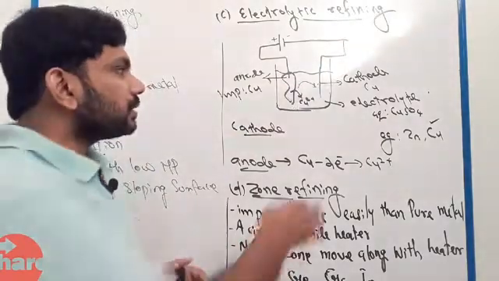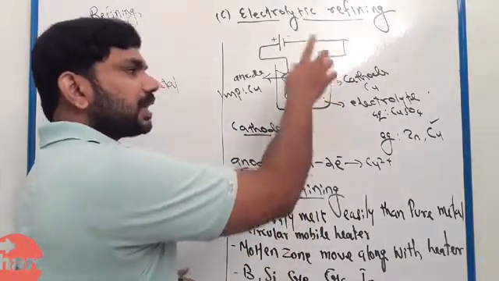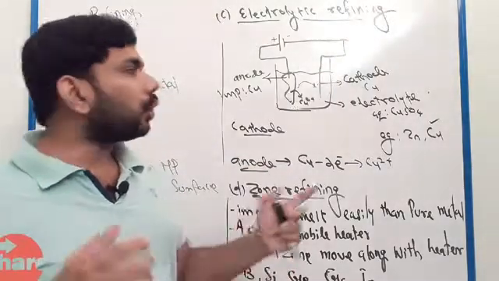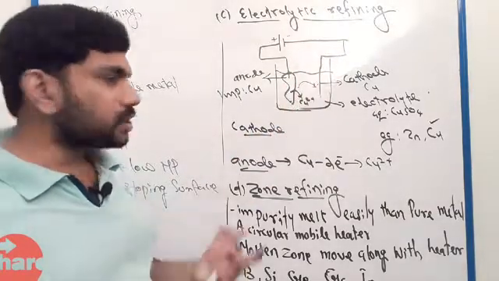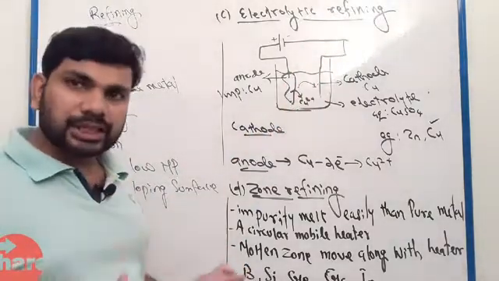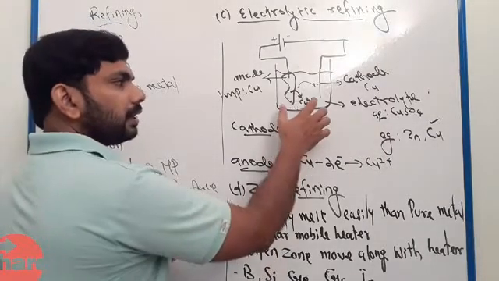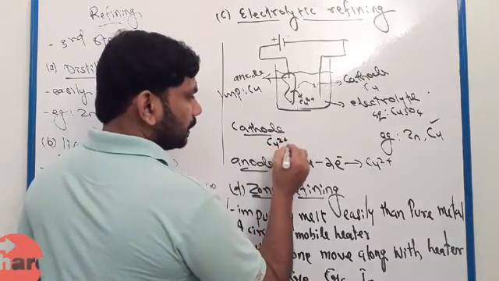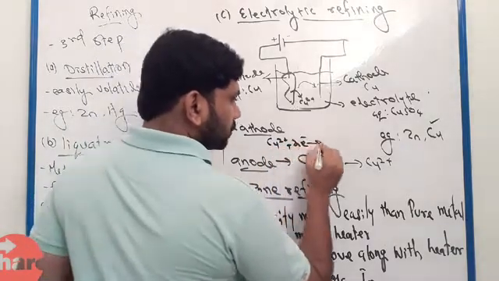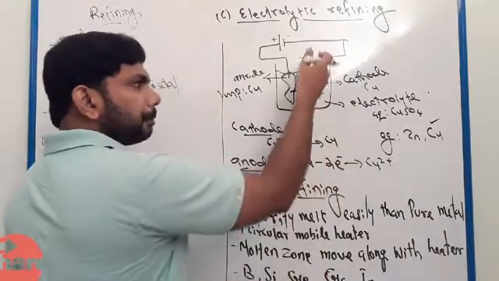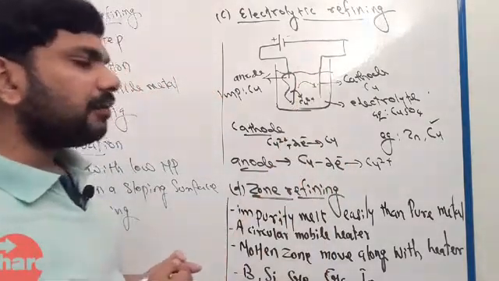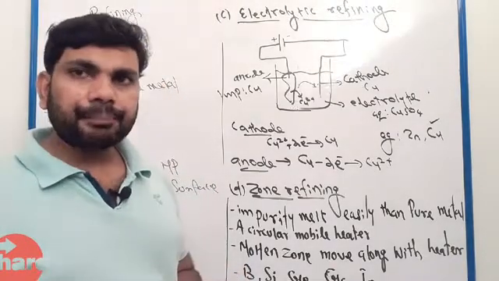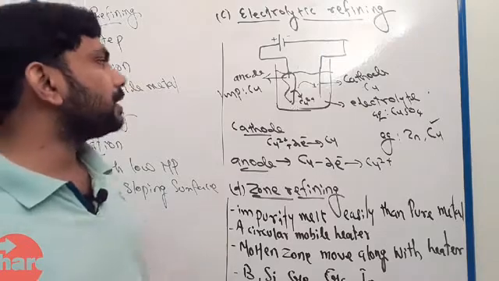From the solution, this Cu2+ will be deposited at the cathode, and finally we will obtain a pure big copper rod on the cathode. So the reaction at the cathode: reduction takes place at the cathode. Look here, in solution there is Cu2+. This Cu2+ receives electrons and changes to Cu, and this Cu will be deposited at the cathode. Finally we will obtain pure copper at the cathode. Okay, so this is the reaction taking place over here.